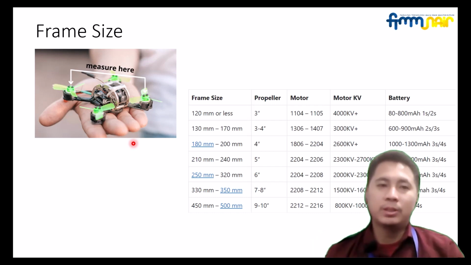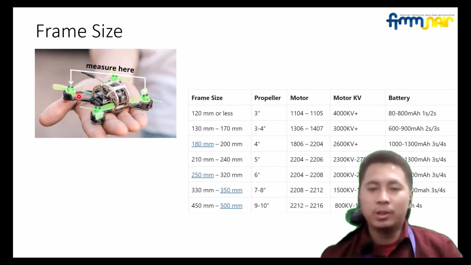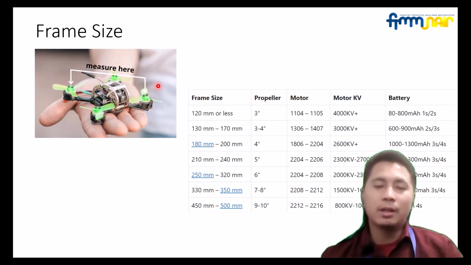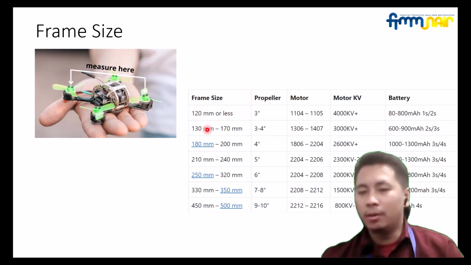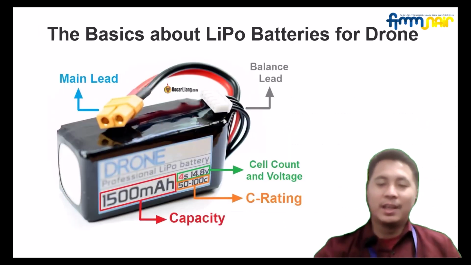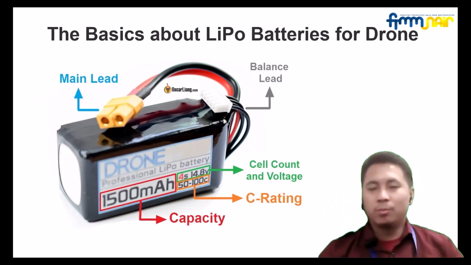So how do we determine the size? We can determine the size with the diagonal length here. We can measure the diagonal distance, which is the length between the axes of the rotors diagonally. So this is the frame size. You can see on the table that the bigger the frame size, the bigger the propeller, bigger motor, and bigger battery as well.